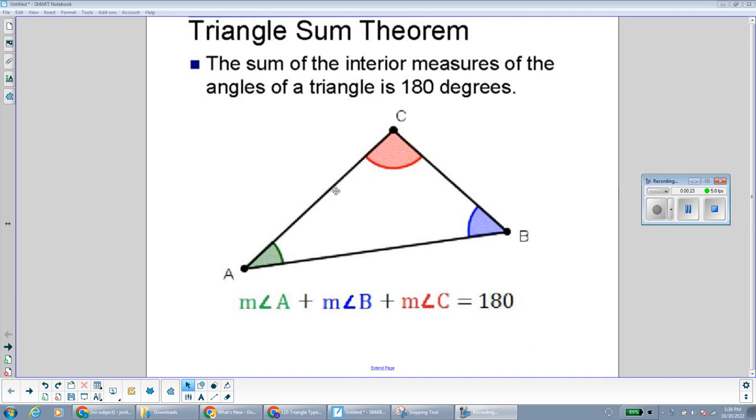Anytime you have a triangle, if you take all three angles and you add them together, the angles of any triangle should always add up to 180 degrees. So all of the interior angles together should make 180 degrees.